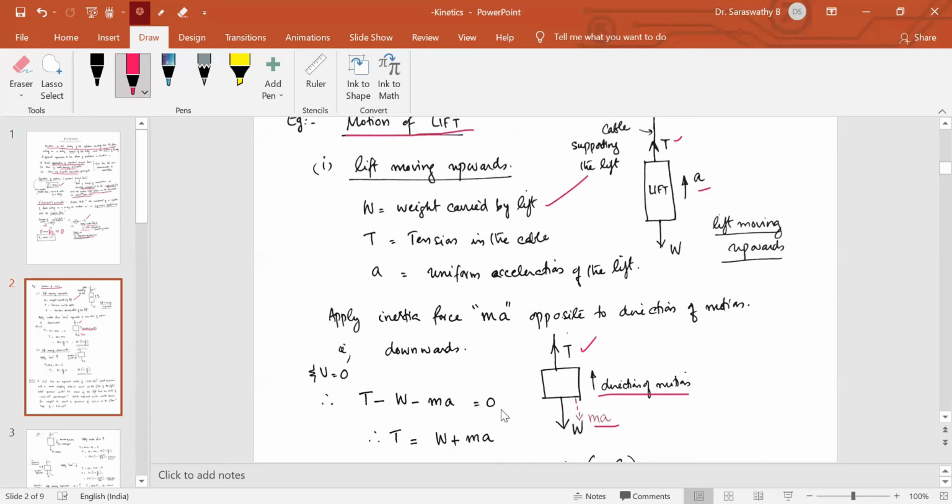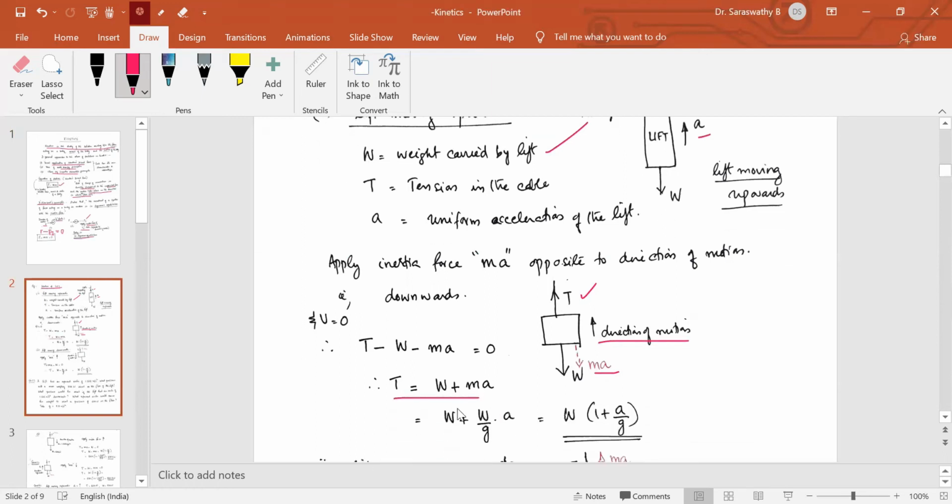Now we can consider this equilibrium. T acting upwards, W and Ma acting downwards. So T minus W minus Ma is equal to 0, or we get T is equal to W plus Ma, or tension in the string is W plus W by g times a. We get the tension in the string is W into (1 plus a by g).